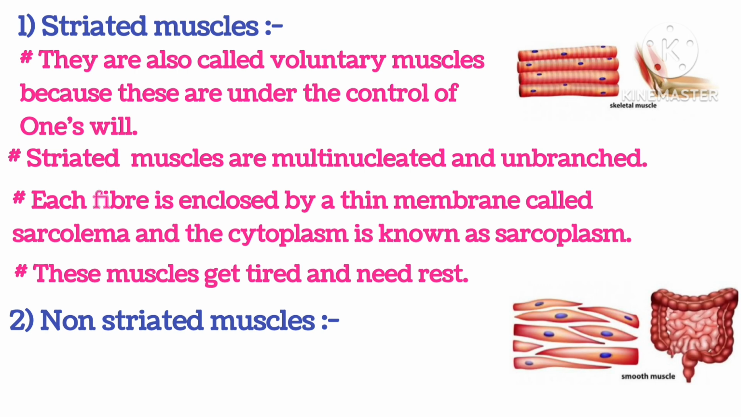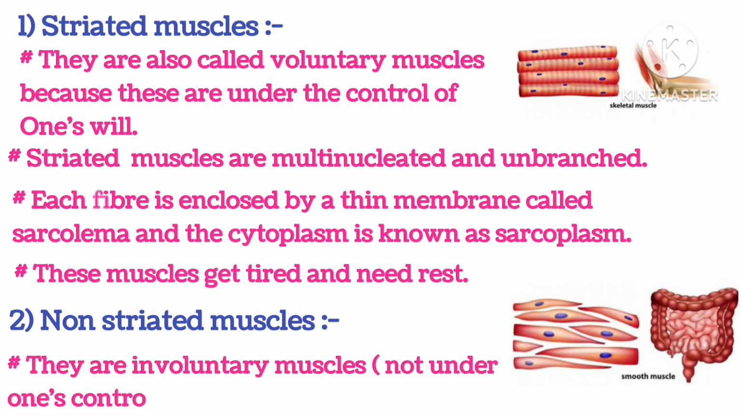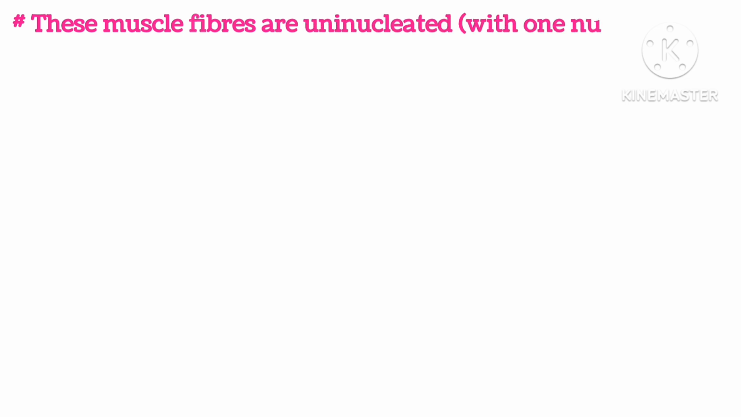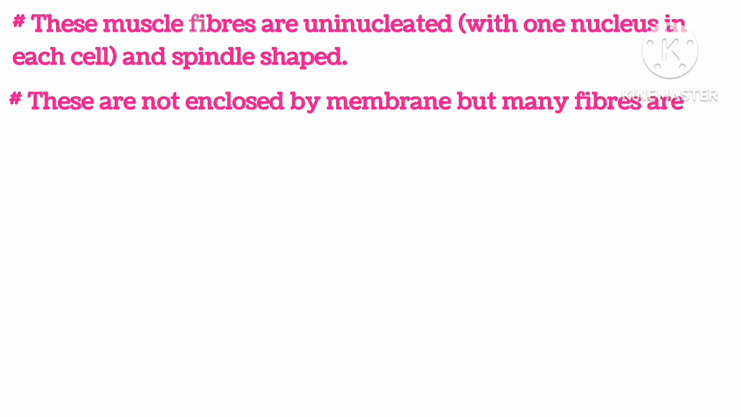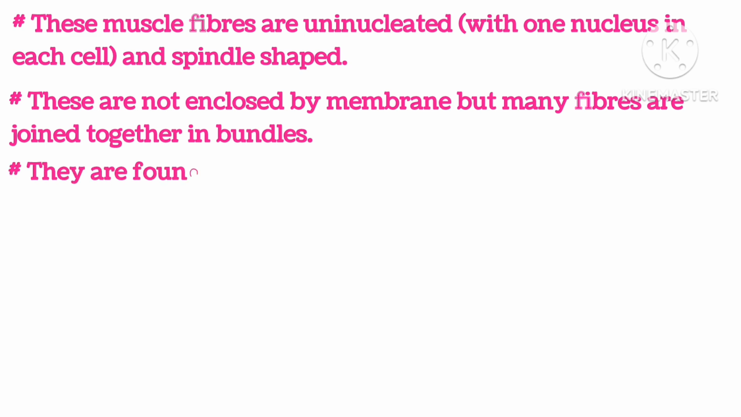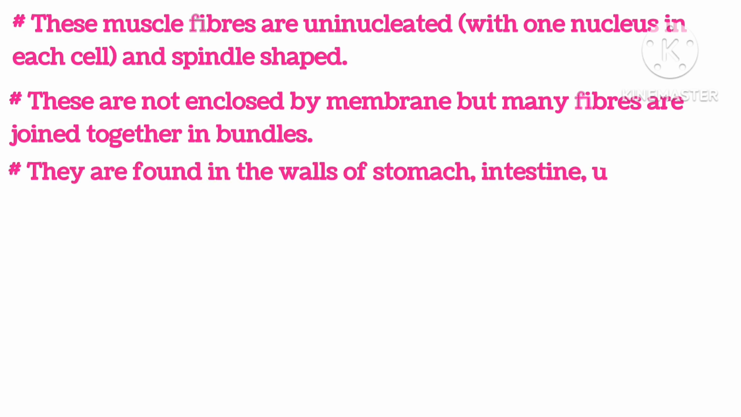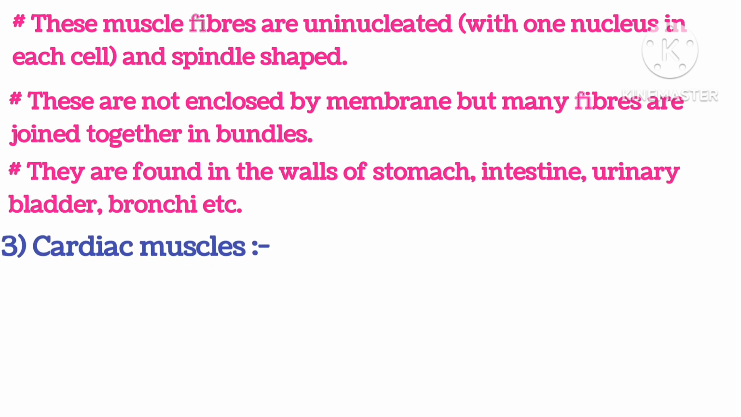Non-striated muscles are involuntary muscles, not under one's control, and are also known as smooth muscles. The muscle fibers are uninucleated, with one nucleus in each cell, and are spindle shaped. These are not enclosed by a membrane, but many fibers are joined together in bundles. They are found in the walls of stomach, intestine, urinary bladder and bronchi, etc.